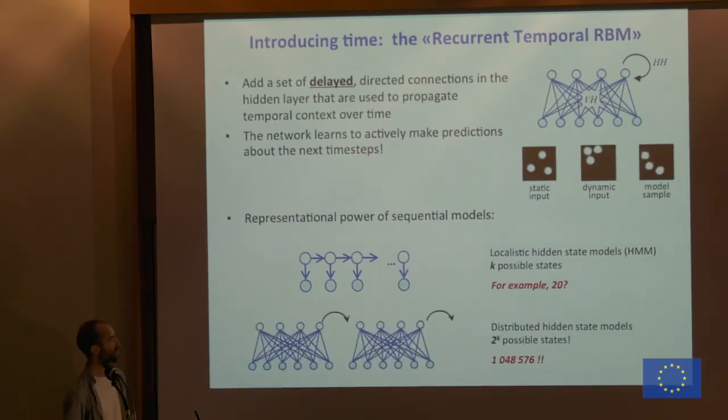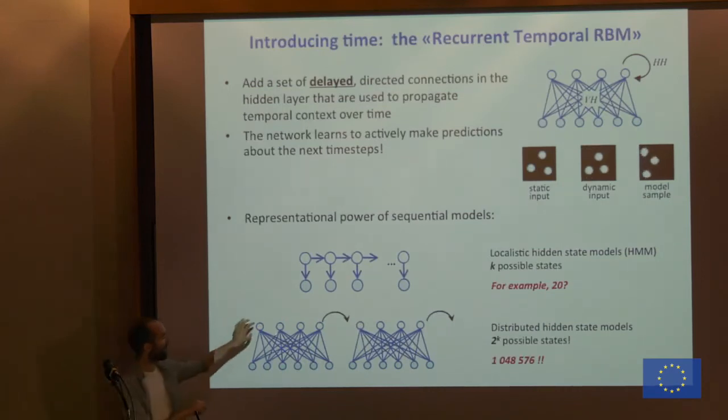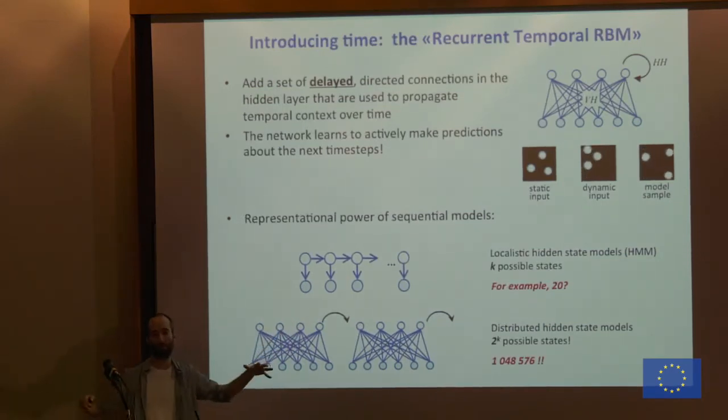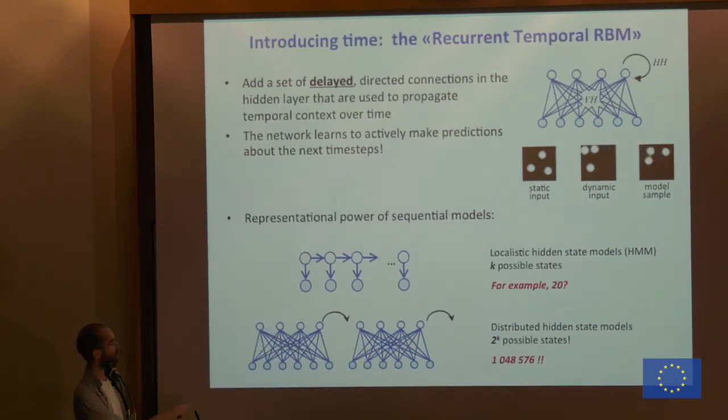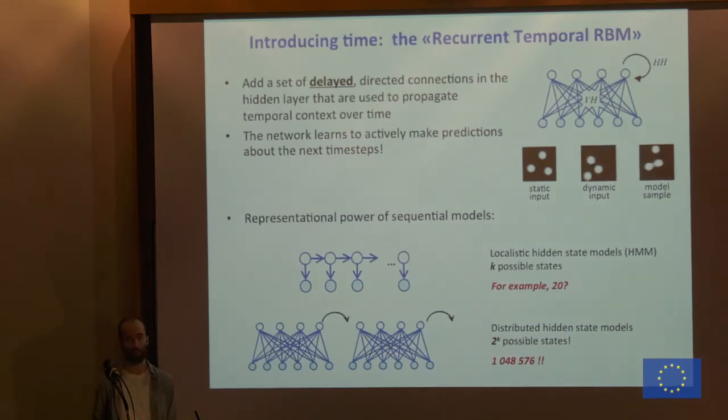But distributed state models, like neural networks, can use exponentially more hidden states because each state corresponds to the combination of the activation of hidden units. So if we have 20 hidden units, for example, we can represent 2 to the power of 20 possible states. Okay? So the representation is combinatorial. It's not localistic. This is why they are much more powerful. They can represent much more heterogeneous distributions. This is in the case of binary neurons. We can also have real-valued neurons.